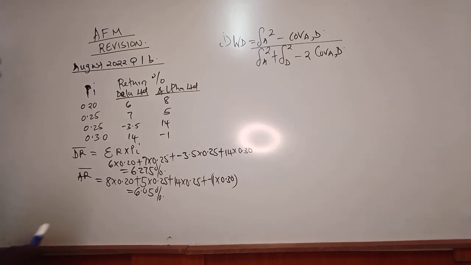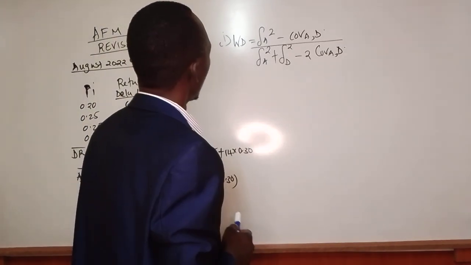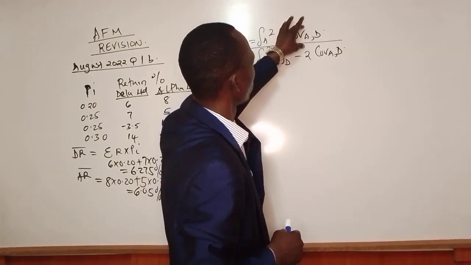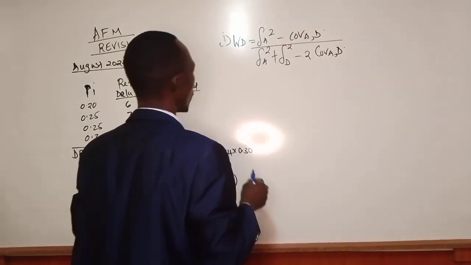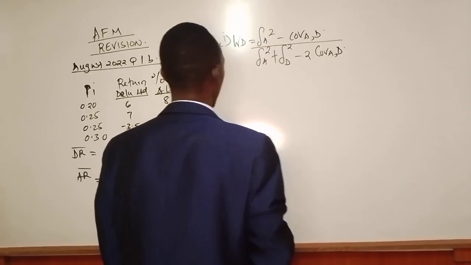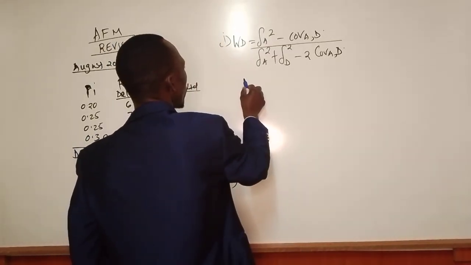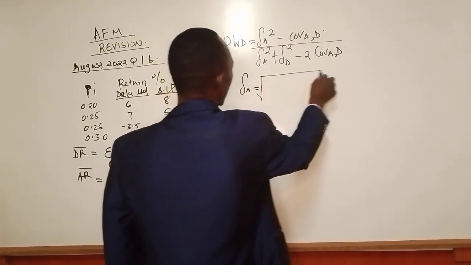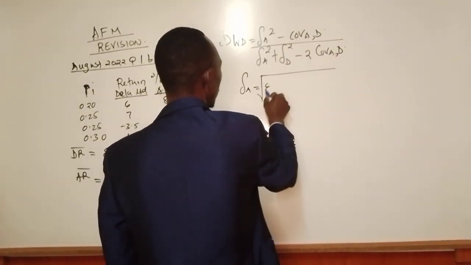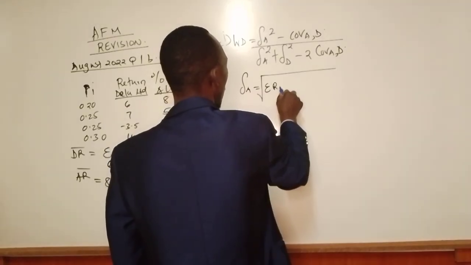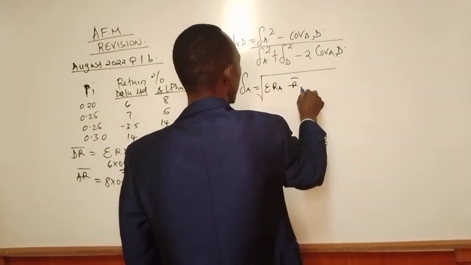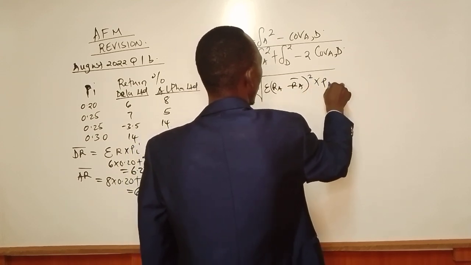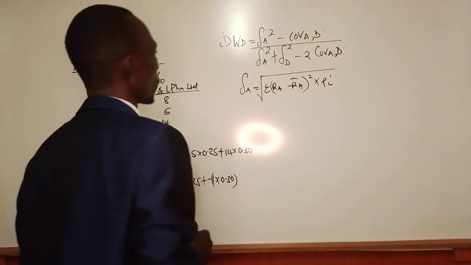So let us compute our standard deviation squared, then we compute the covariance. Let us get the standard deviation, for example, of A. So how do we get the standard deviation of A? It is given by the square root of the summation of the return of A minus the expected return of A, then you square, you multiply by the probability.